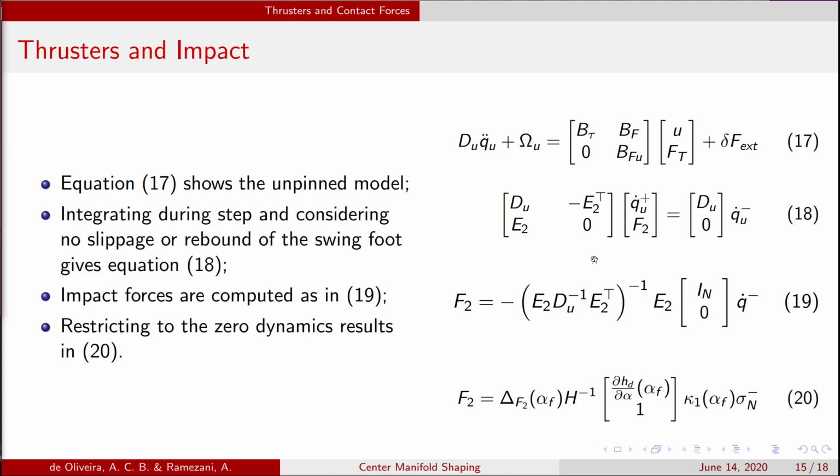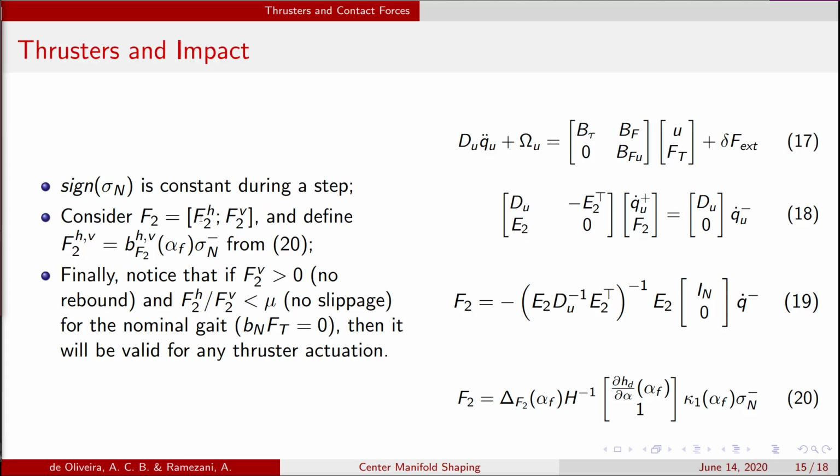We can then compute F2 from 18 as in 19, which after being restricted to the zero dynamics has the form of 20. Notice now that during a step, the angular momentum about the world frame sigma n is assumed to have a constant signal. Otherwise, the robot will start moving backwards during the step. And also notice that the horizontal and vertical components of the impact forces can be written as a nonlinear function of the pre-impact value of the gait timing variable, which is invariant under thruster influence, and then multiplied by the pre-impact value of the angular momentum.